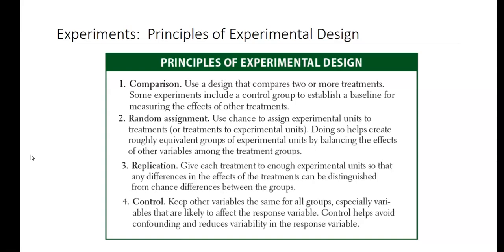Replication means making sure there are enough people or experimental units that you're studying so that the results can be distinguished from just getting the results by chance alone. And finally, control. A well thought out comparison experiment will keep as many of the variables the same for all the groups. So you control someone's diet or their exercise regimen, as much control as you can have on some of those other factors. You can't control everything in someone's life, but it helps to avoid confounding and reduce variability if you can have some controls set up for an experiment.